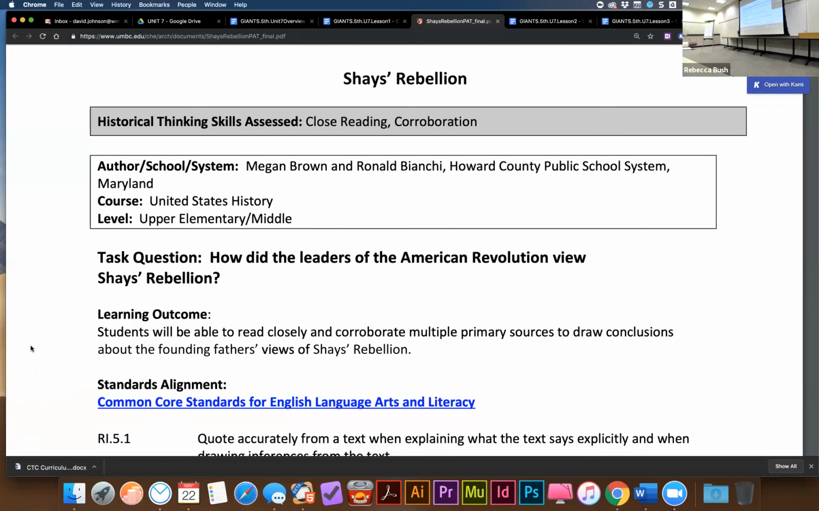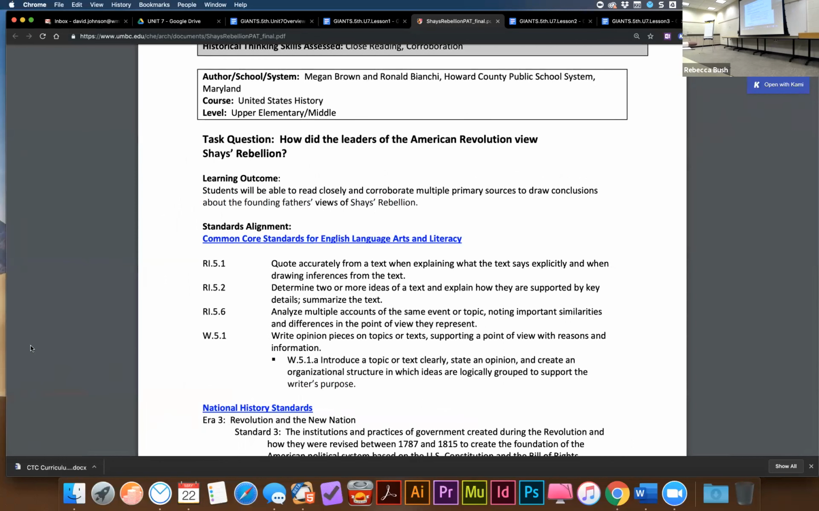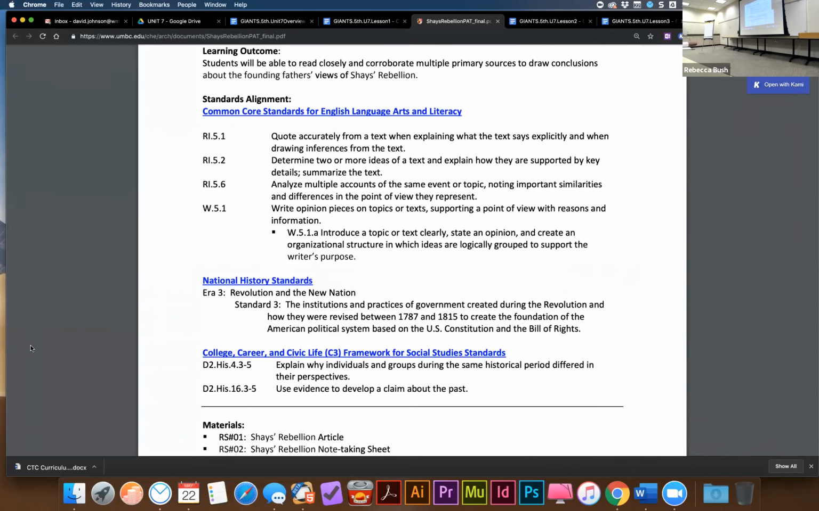on Shays' Rebellion. And I love it because they don't know about the joke, but I have been a huge advocate for the skills in the C3 framework. And what I really like about this lesson is that it's a lesson, okay? It's not a unit. I also really like all of the literacy standards as far as reading and writing skills that are associated with it, as well as some of the historical thinking skills that come from the C3 framework.